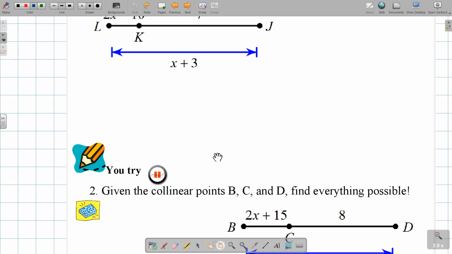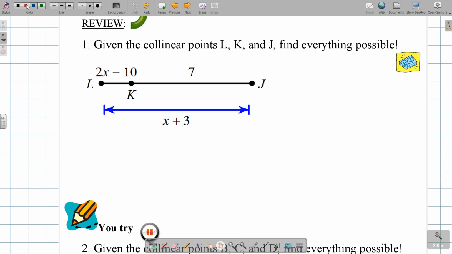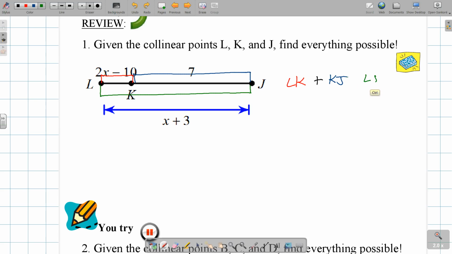Okay, welcome back. Let's see how you did here. We know we're going to do a segment addition equation first. There's no midpoint, so we know the segment LK plus the segment KJ is going to be the same as the distance LJ. That's called a segment addition equation, folks. So now we do circle, plug, chug.